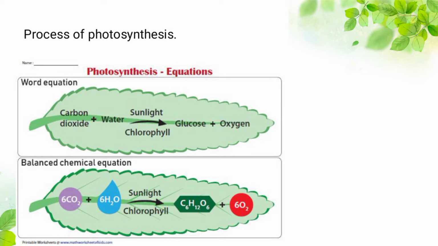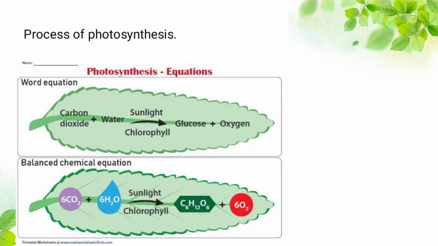Now we will study the process of photosynthesis in plants, that is the equation. One is the word equation and another one is the chemical equation. In the word equation you see carbon dioxide and water. Carbon dioxide is a raw material and water is also a raw material. Water containing the minerals is a raw material. So carbon dioxide and water, in the presence of sunlight and chlorophyll.